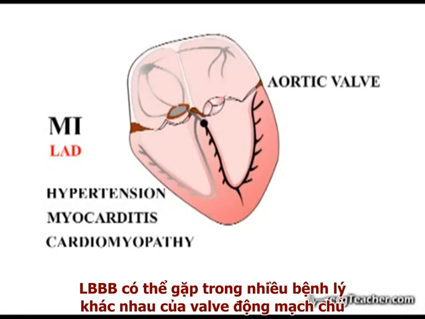Consequently, left bundle branch block is seen in diverse diseases of the aortic valve.